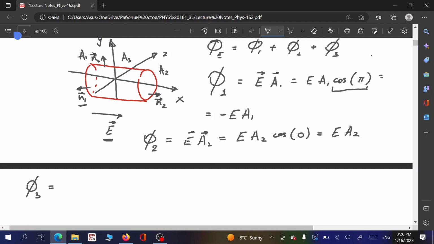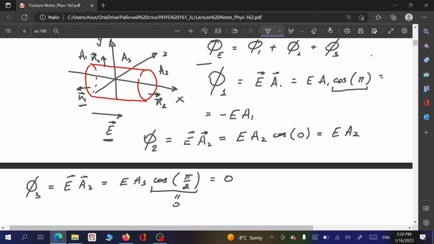Electric field flux through this surface will be E vector times A3 vector. That is E times A3 times cosine, and here we have pi over 2 or 90 degrees. So that will give us 0, and we eventually have 0 flux through this side surface of the cylinder.